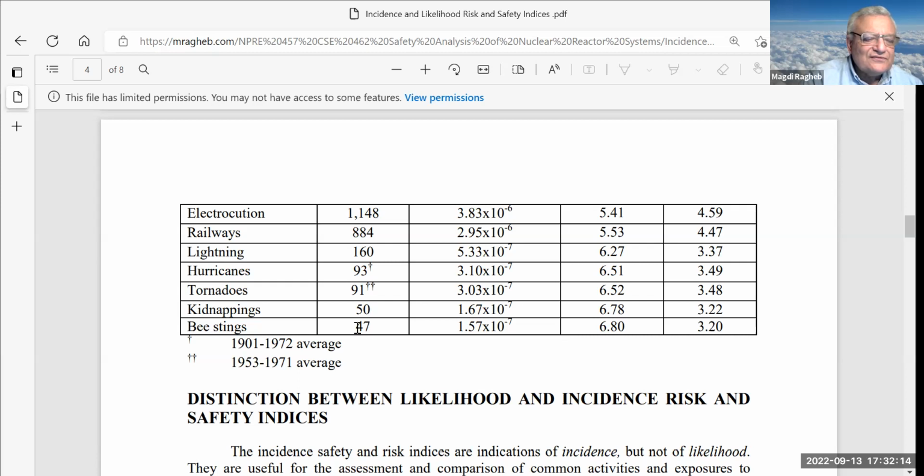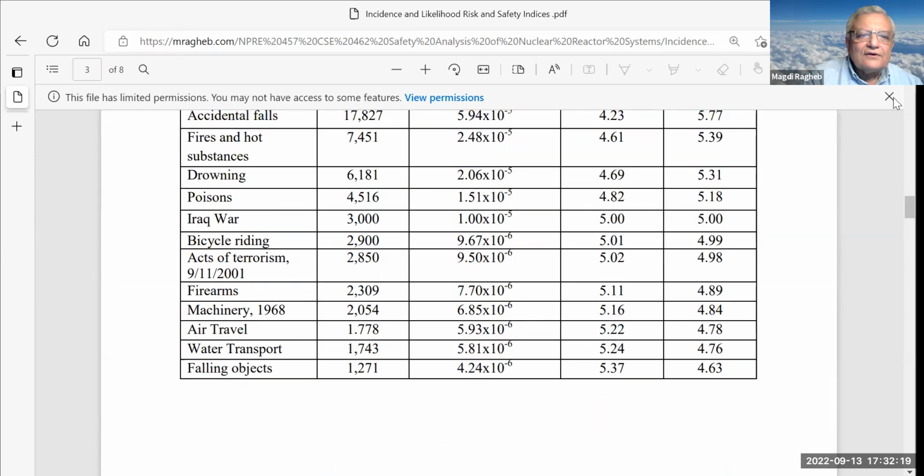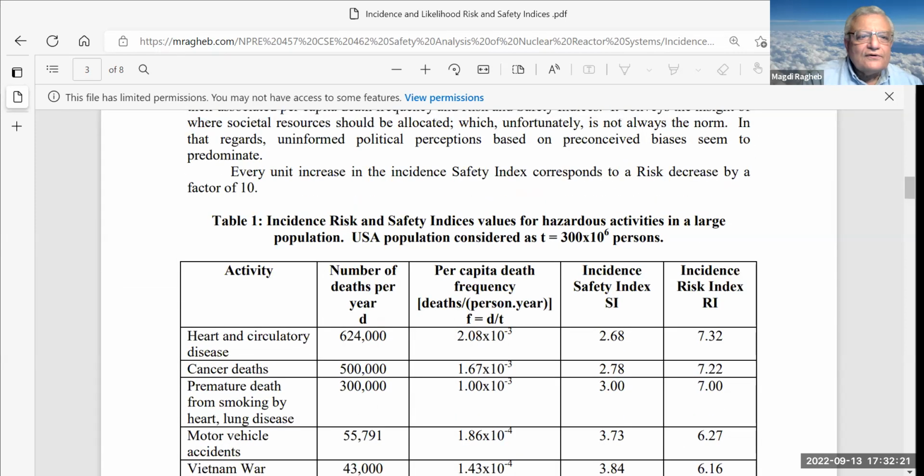You could see bee stings kill 47 people per year. So this is in our formula for the incidence. Incidence applies, so remember, to a large population. Now, we calculate the frequency here of deaths. We take the D, the number of deaths, and divide it into T, which is the total number of persons.